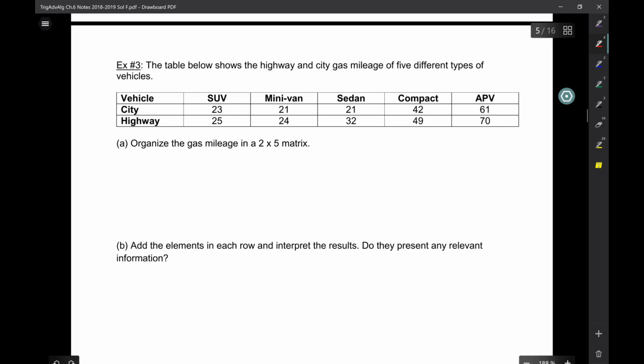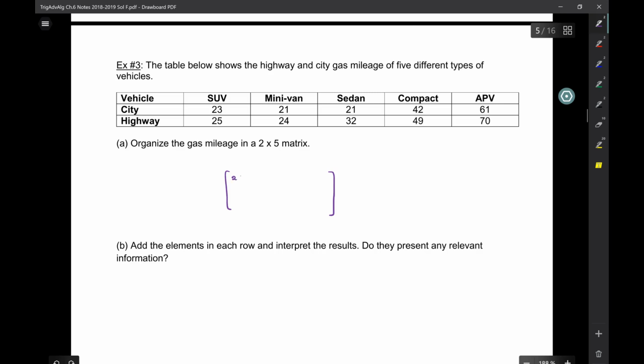So what you have here is the vehicle type, so SUV, minivan, and so on. And then the MPGs by city and highway. And it says to organize this gas mileage in a 2 by 5 matrix. What you have now is a chart. That's not a matrix. You want it to be a 2 by 5 matrix, so you're going to have 2 rows and 5 columns.